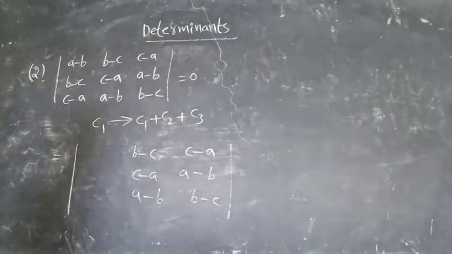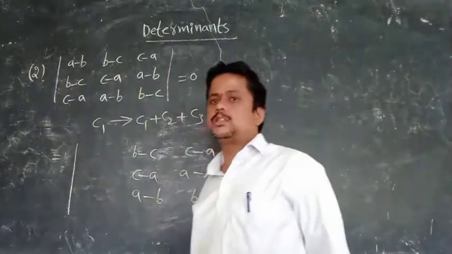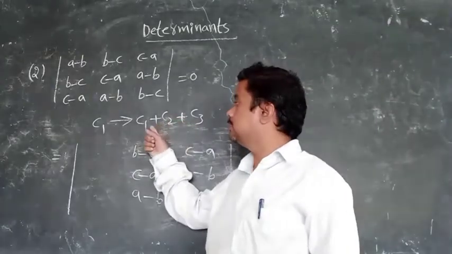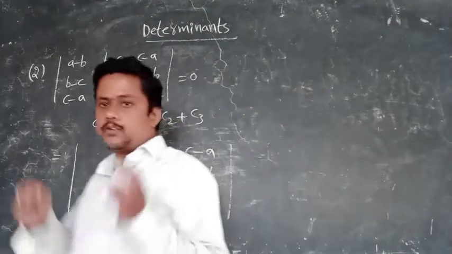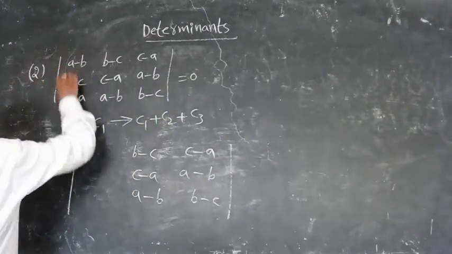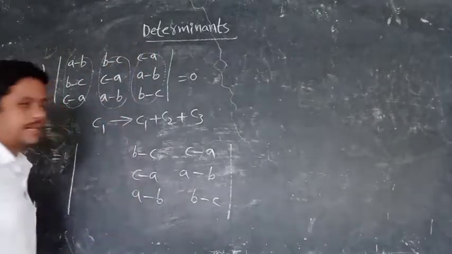What is the operation? How to do that change means we have to perform this operation: C1 plus C2 plus C3. How to do this? Already told. Take one pencil. You put like this, C1, C2, C3, all are written like this.